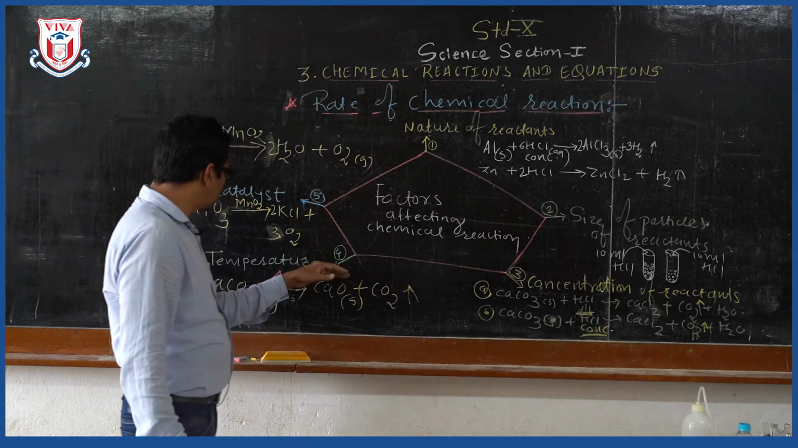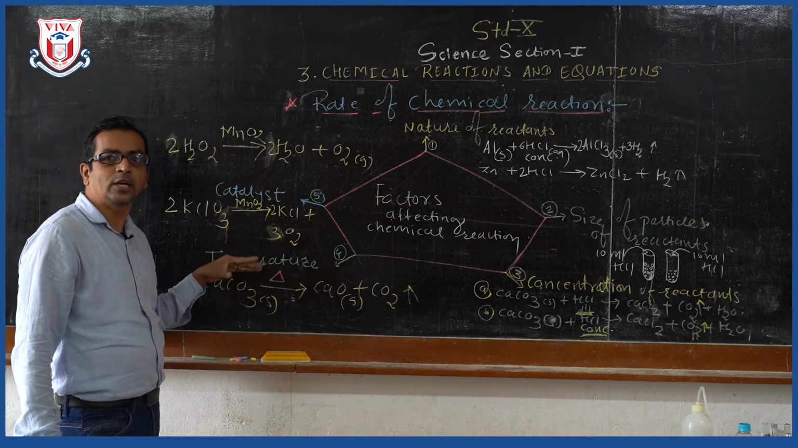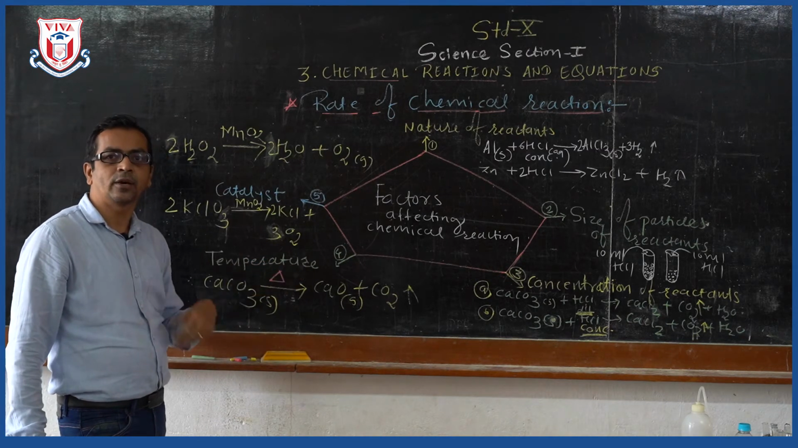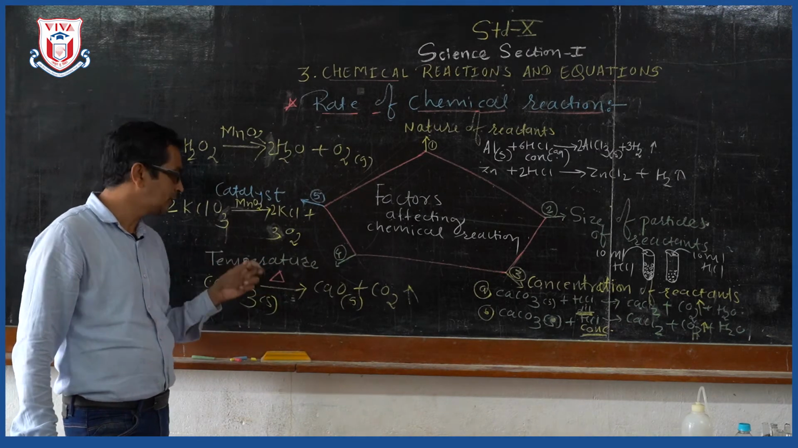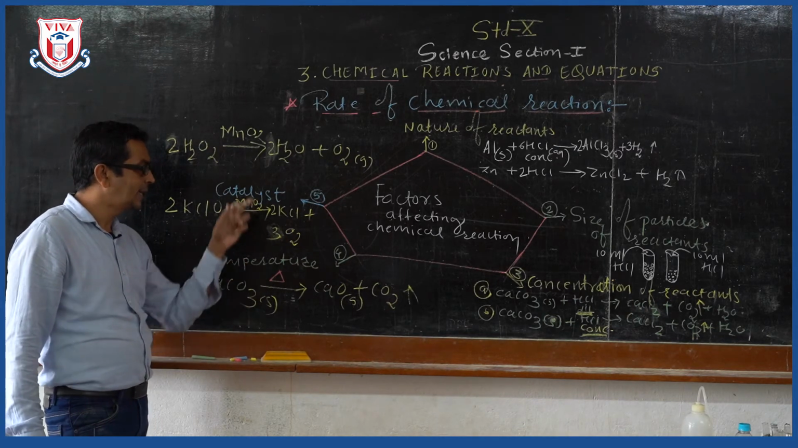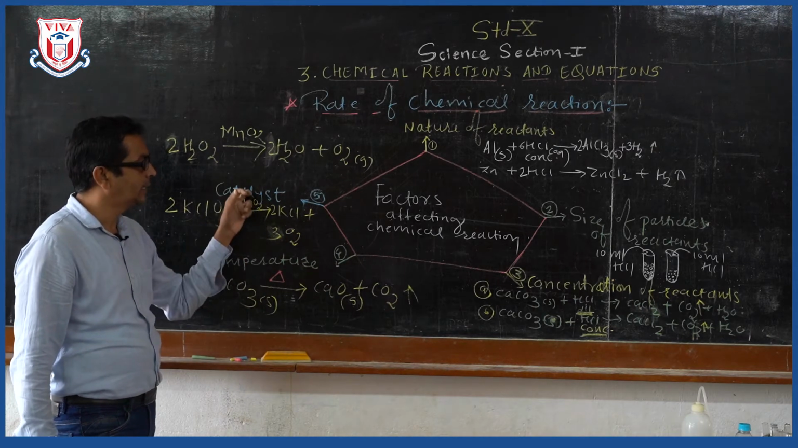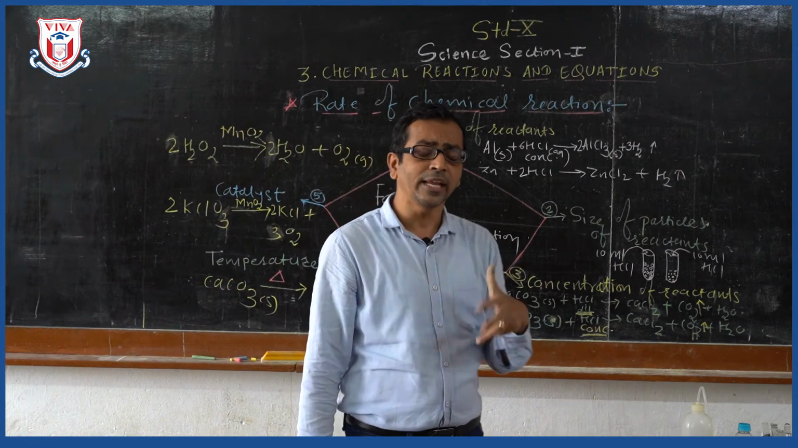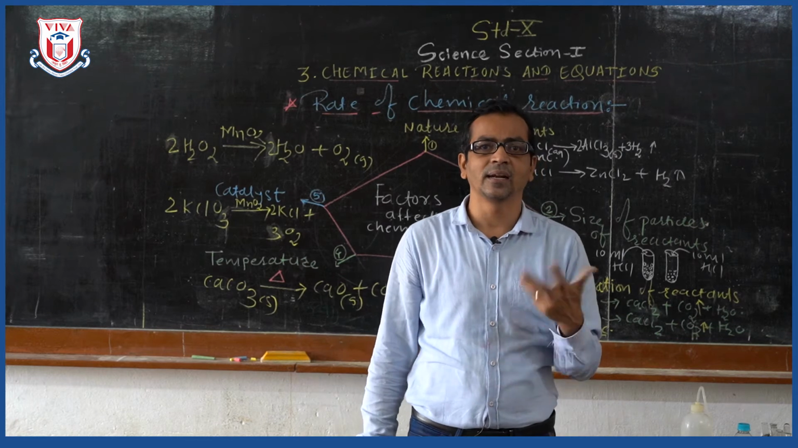Then the third one is what? It is the temperature. The rate of reaction depends on the temperature. As temperature increases, the rate of reaction will also increase, meaning the rate of reaction is directly proportional to temperature. And the last factor is what? Catalyst. A catalyst is a substance that, without taking part in the reaction, alters the reaction.